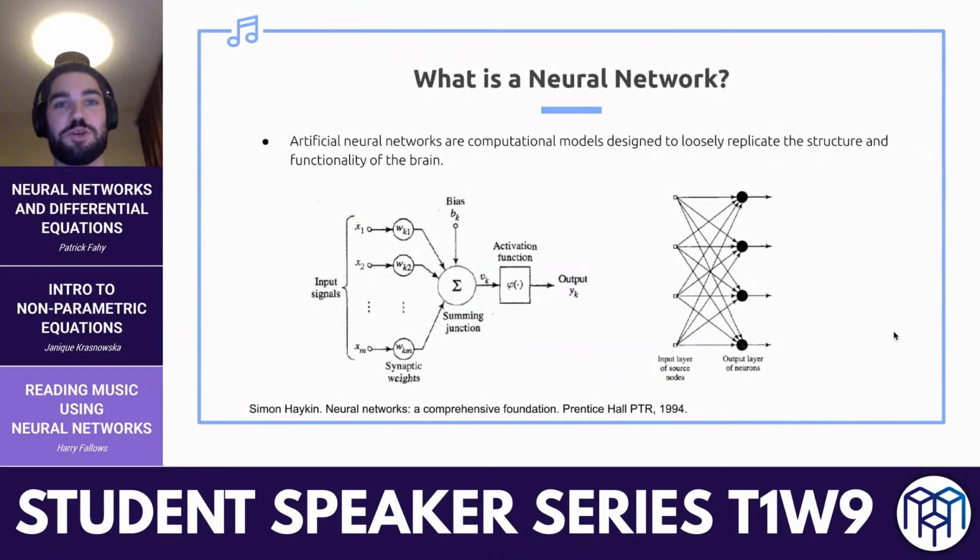So the second thing to ask is, what is a neural network? I'm lucky enough that Patrick has described some of this for me already, so I don't have to go through it all again. But essentially, it is a computational model that is designed to loosely replicate the human brain. So it consists of these nodes and these edges, and it has an input and an output. And we're trying to learn something.